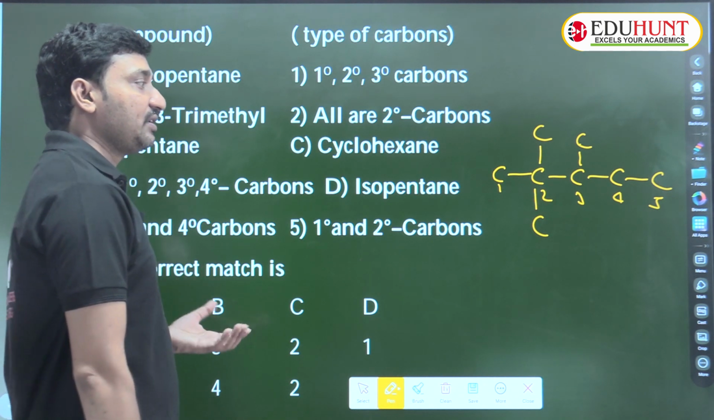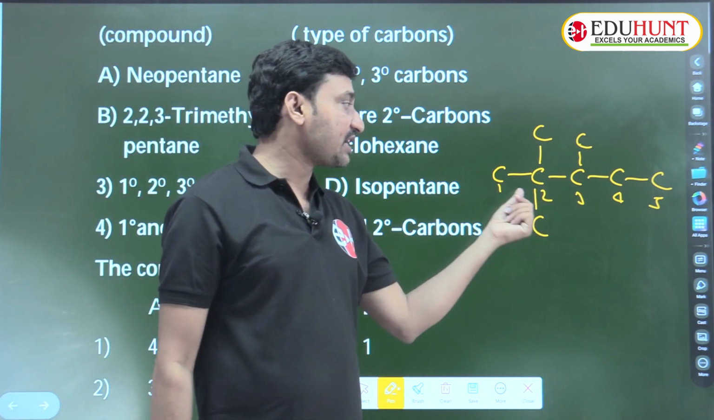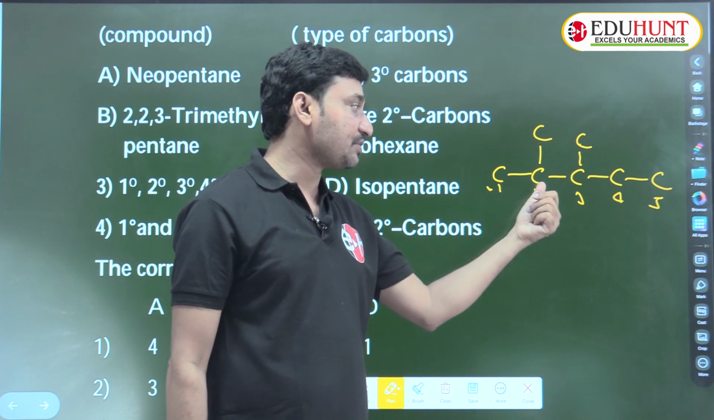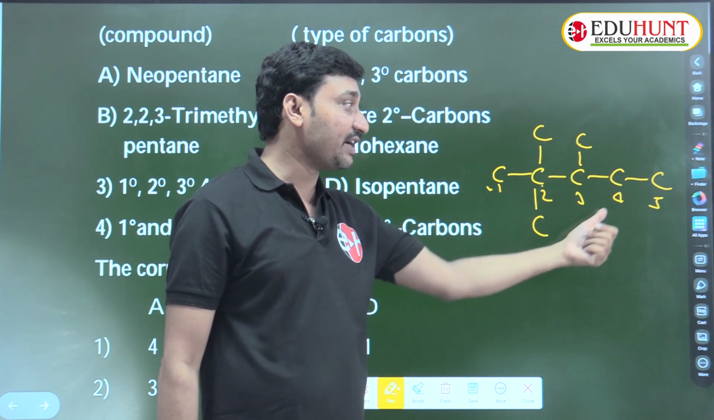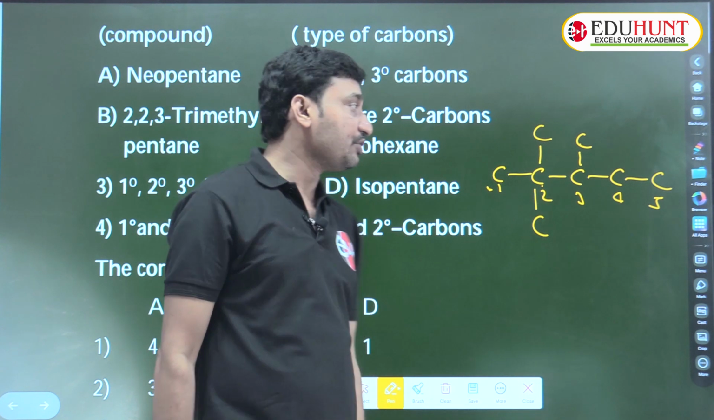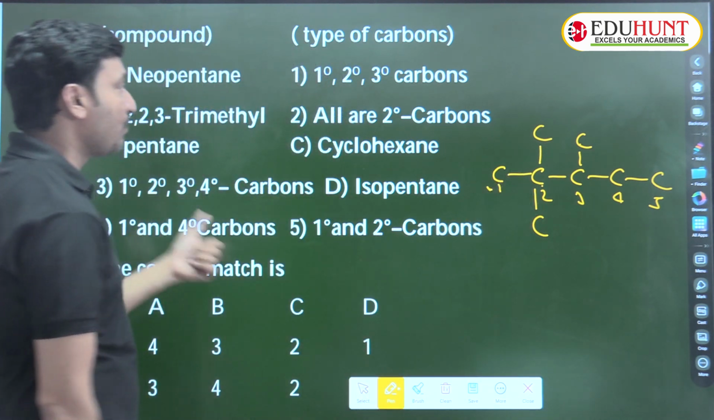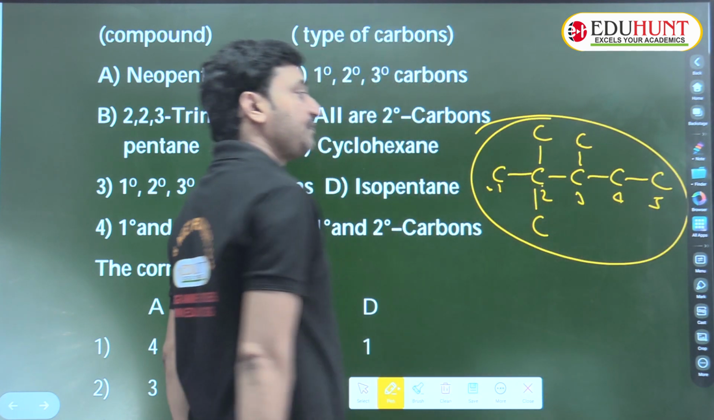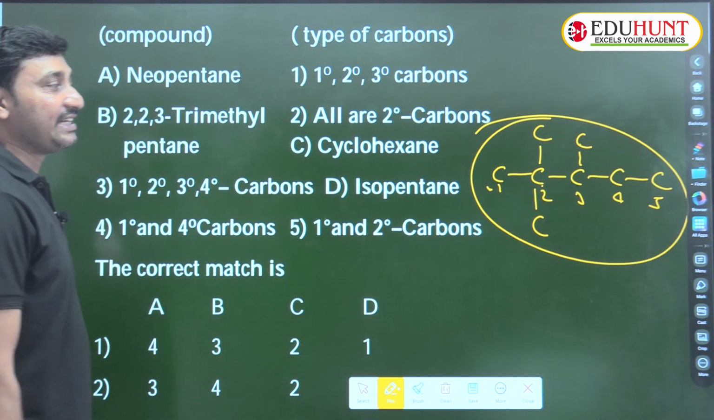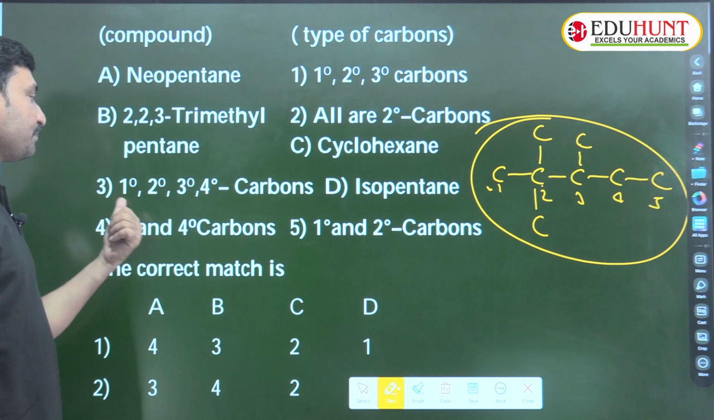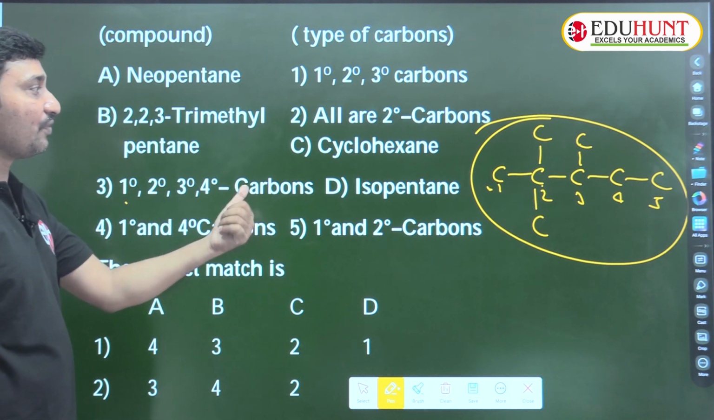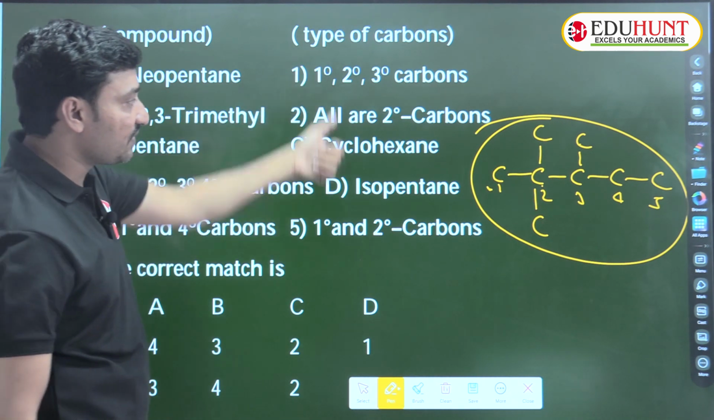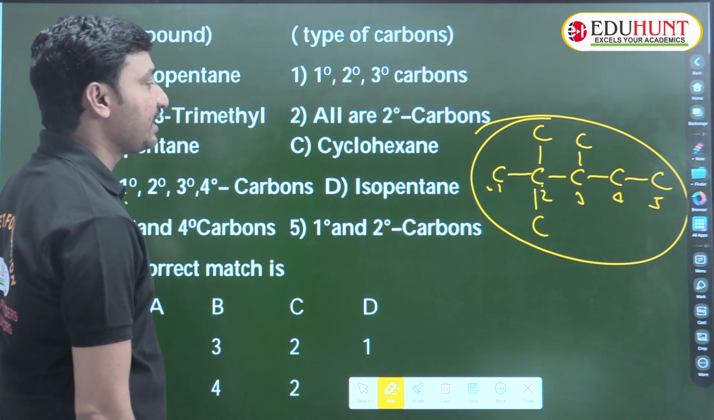Now you have to find the carbon types. Which carbon? This one is primary, right? Because it is attached to one carbon atom. Like that we can find what type of carbon atoms are there. You can do it on your own. Here I wrote the structure of 2,2,3 trimethyl pentane. Next one: in which one are primary, secondary, tertiary, quaternary carbon atoms there?